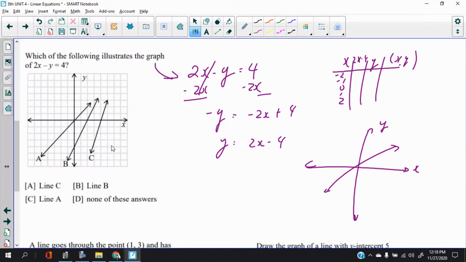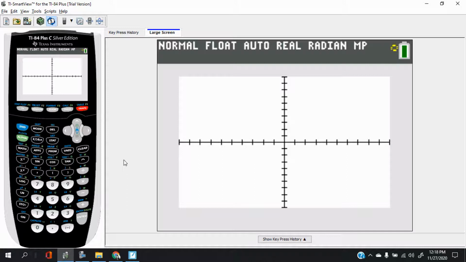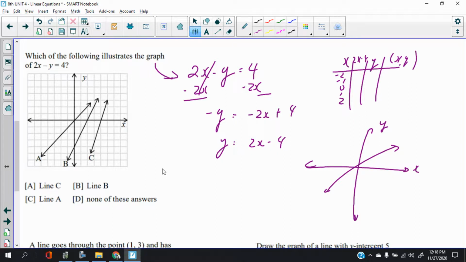So what is that? y equals 2x minus 4. Okay, all right. Where is it? Oh, there you go. 2x minus 4. Graph that. All right. Negative 4. So right here is this one, B.